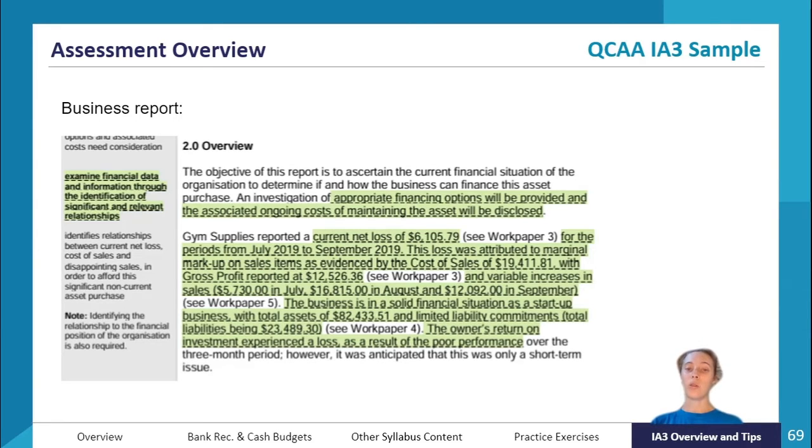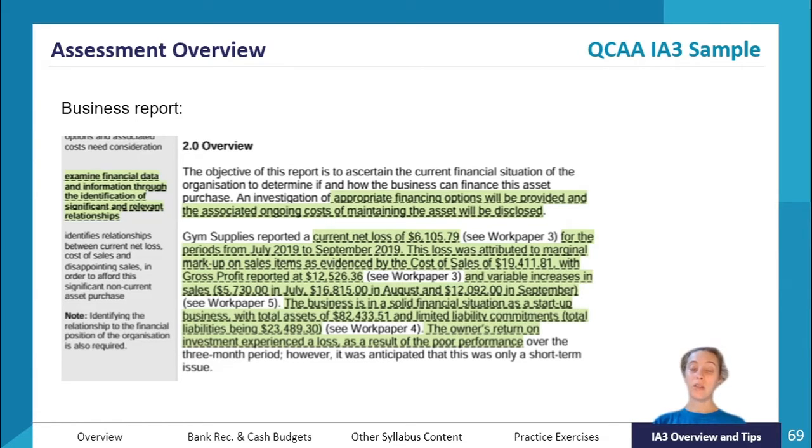And you also want to give your ideas of why things occurred. So this loss was attributed to marginal markup on sales items, and then you providing the evidence as well. You could have just pulled that out of thin air, but you didn't. You're proving that you didn't by mentioning that the evidence is in that cost of goods sold figure.